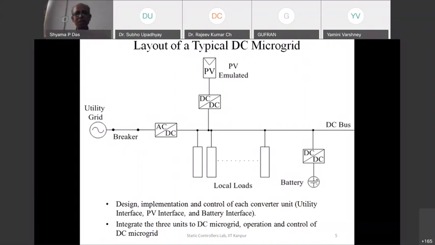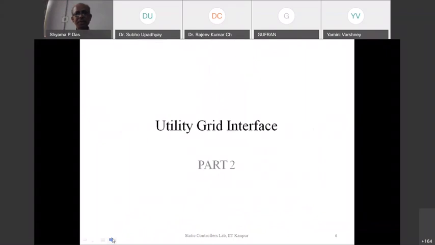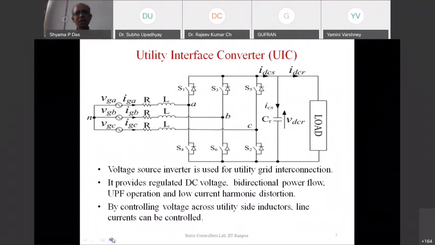Next slide, please. Yeah, next slide, please. Yeah, next slide.